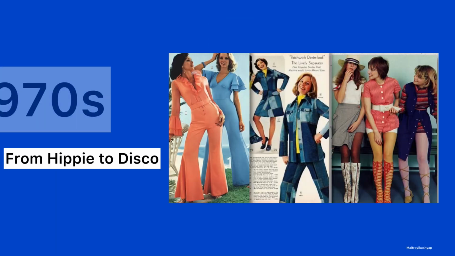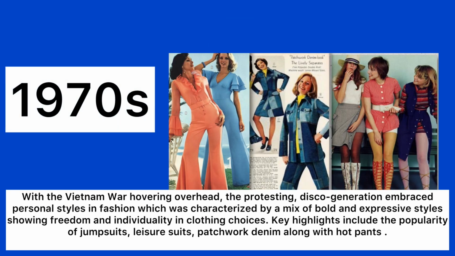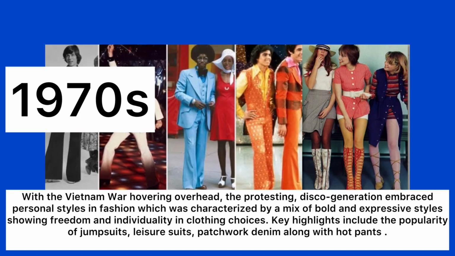The 70s was the look from hippie to disco. The key fashion highlights included the popularity of the jumpsuit during this period, patchwork denims along with hot pants, and this was the result of bold and expressive style. We were talking about and showcasing freedom and individuality in clothing choices at this time.